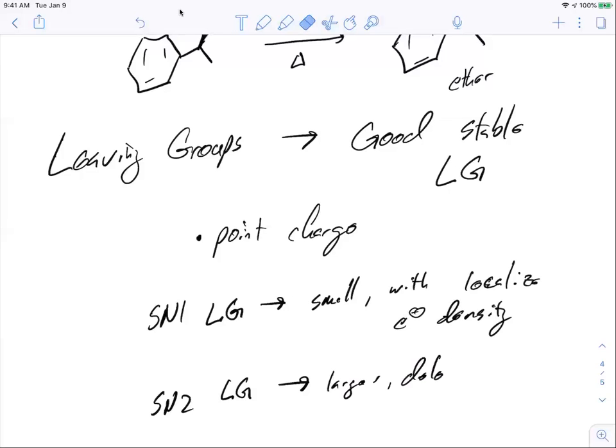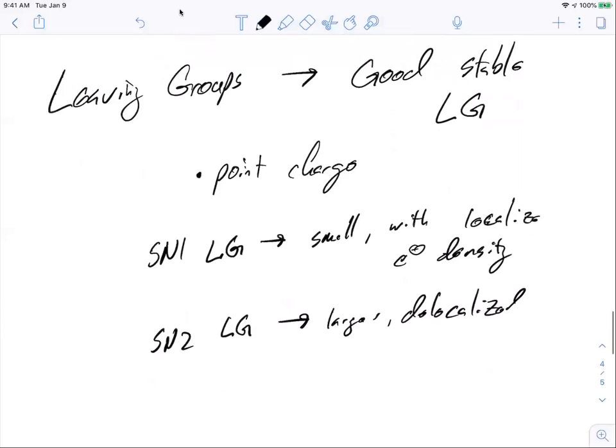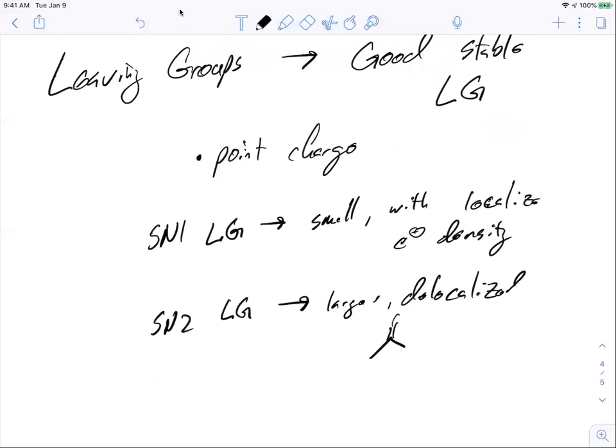If I spell delocalized right, that'd be helpful. So, something like this could be a slightly better SN2. Now, this is a very, very subtle difference. So it can be important to where the reaction goes, but what you need for a leaving group is a good, stable leaving group, whether it's SN1 or SN2.